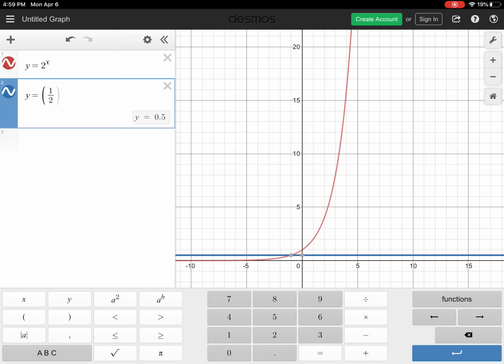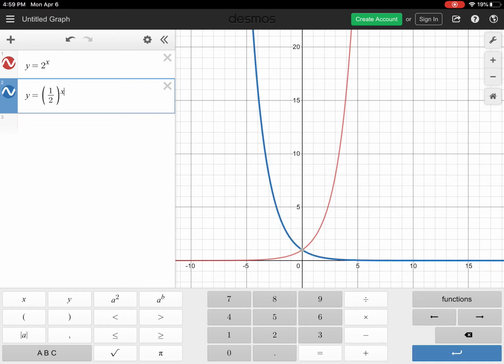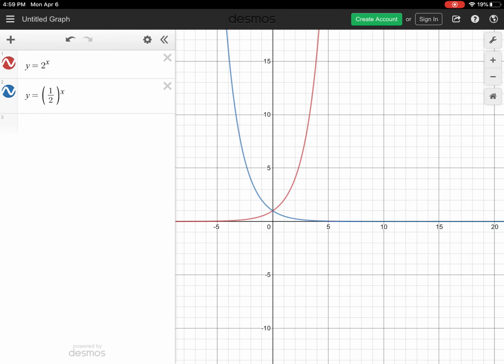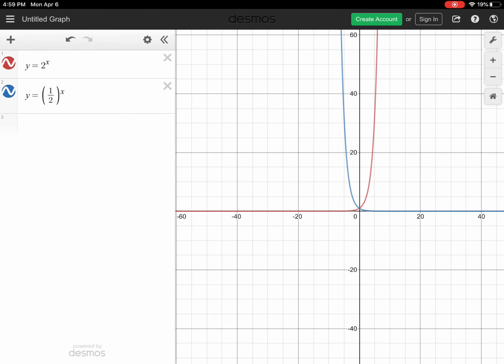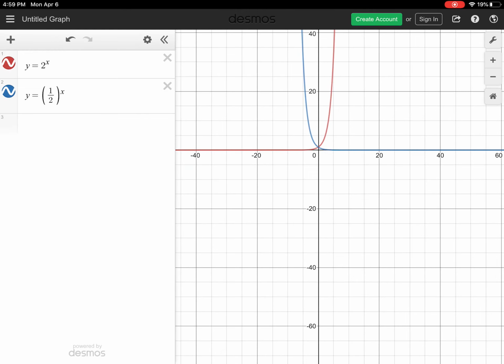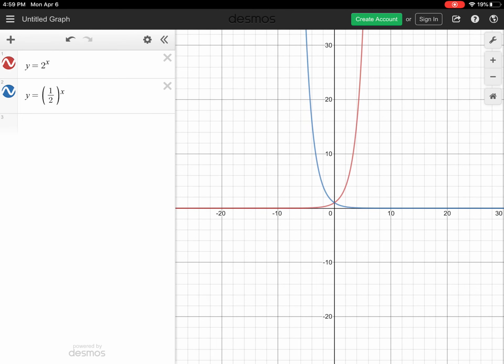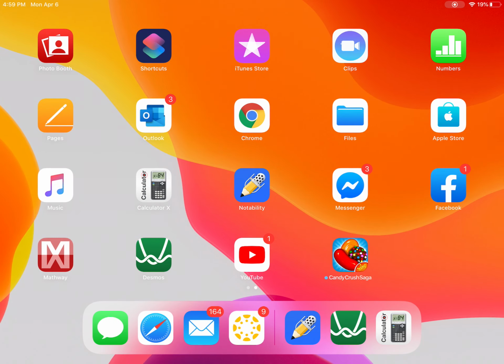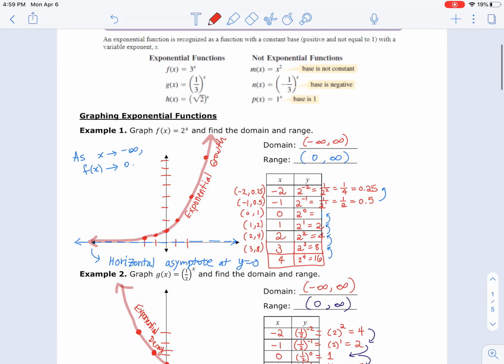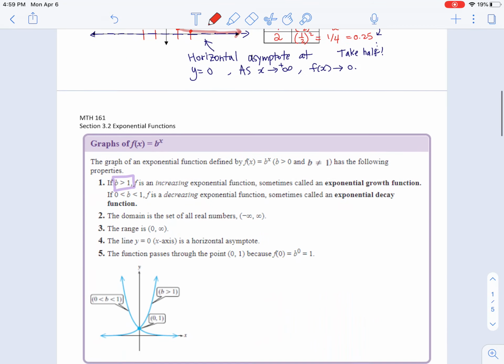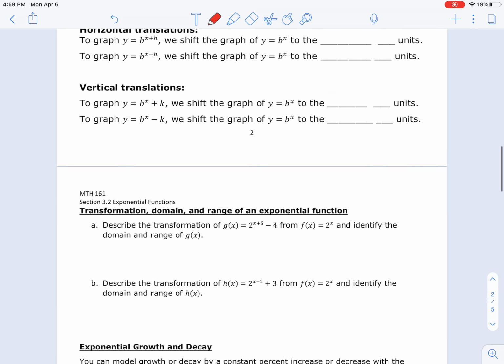Y equals, the other one had a base of 1/2, and we were raising that to the x power. So the blue one is going down from left to right. But as you can see, both of these lines are going on forever, but they're not really going down below y equals 0. So we can say that both of these functions have a horizontal asymptote at y equals 0.